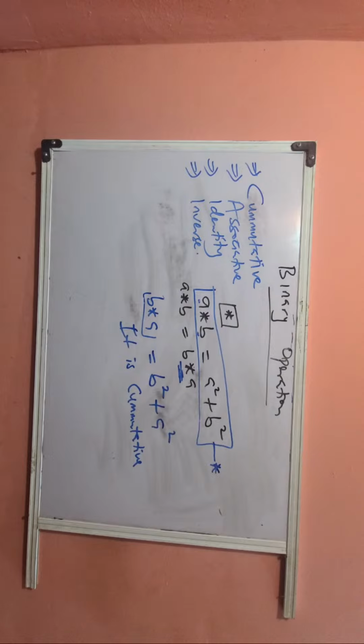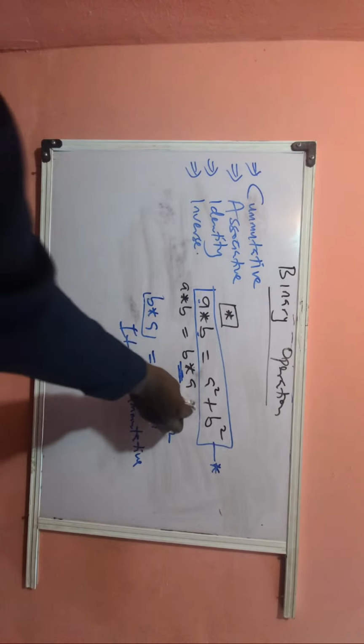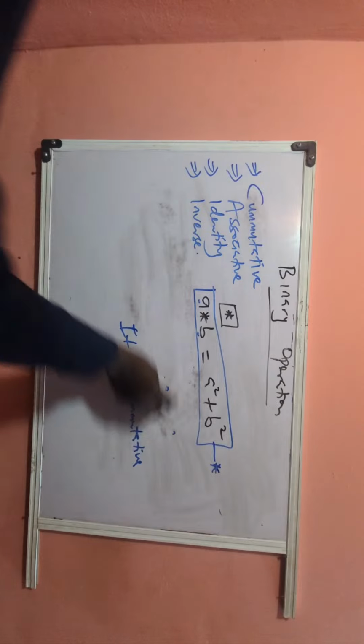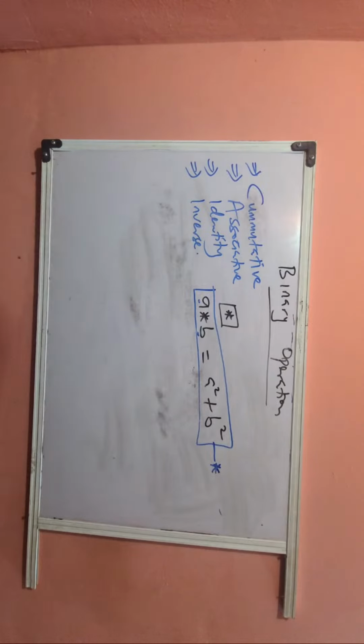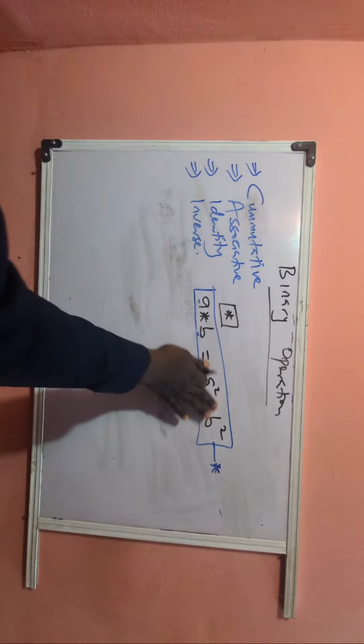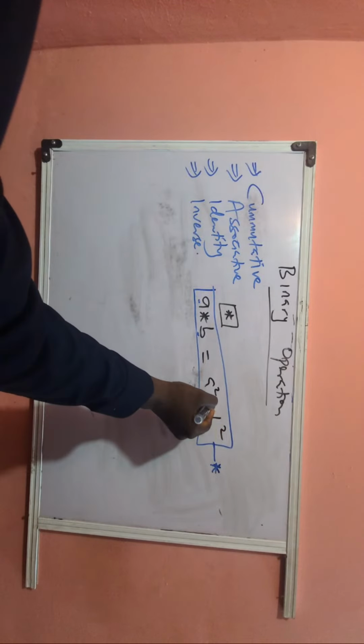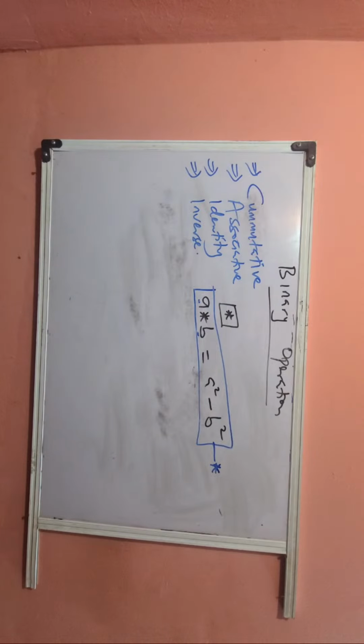Now, let me give another function, and I want you to investigate if this is commutative or not. So imagine you have a star b given as a square minus b square. So what do you tell me? Is this commutative or not?